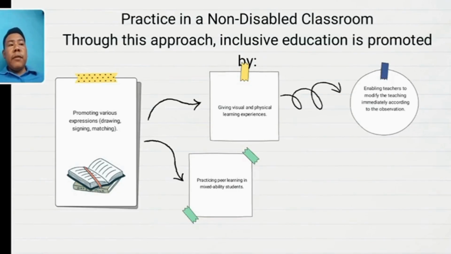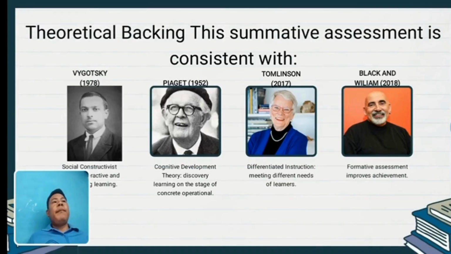Lastly, because formative assessment involves continuous observation and feedback, the teacher can modify instruction immediately based on what is observed. For instance, if some students struggle to match certain helpers to the roles, the teacher can pause and reteach the concept using another method or visual aid. This makes teaching more flexible and responsive. I will now take you through the educational theories that back formative assessment.